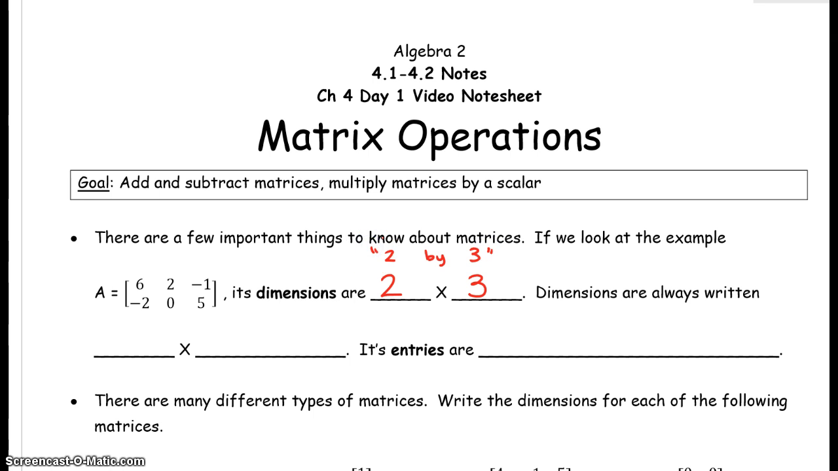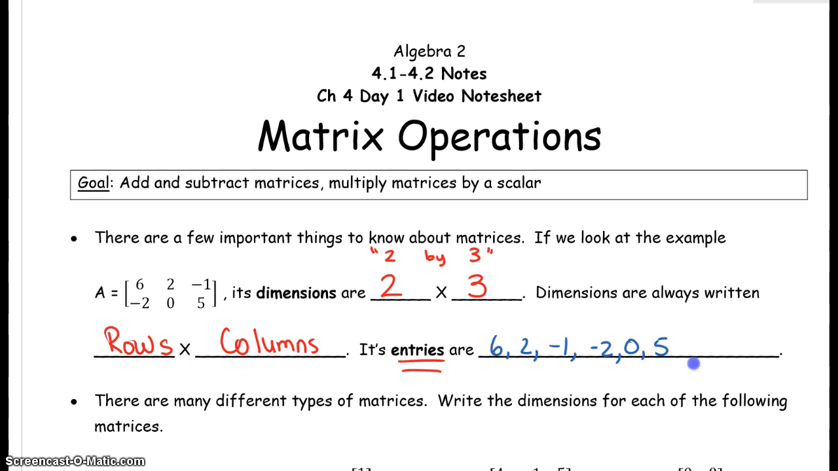Now, dimensions are always written with the rows first, times the columns. So however many rows it has, by the columns, is the way we read the dimensions. The entries are the numbers that we see inside of it. For example, the entries are all the numbers: 6, 2, -1, -2, 0, and 5. So 6 is an entry, 2 is an entry, -1 is an entry, -2 is an entry, 0 is an entry, and 5 is an entry.